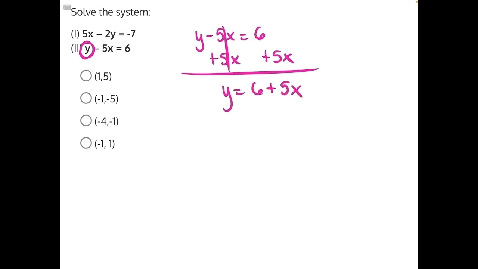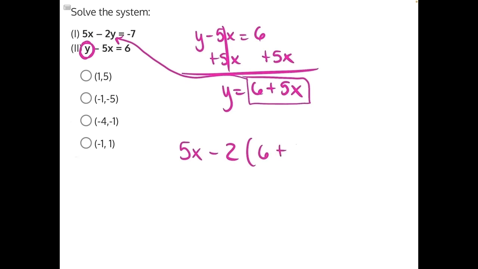And now that we have that value of y, we can substitute it in for any y in any equation, including this first one here. So we can now rewrite our first equation to say 5x minus 2 times y, which is equal to 6 plus 5x, is equal to negative 7. And now we would be able to solve for our variable x.